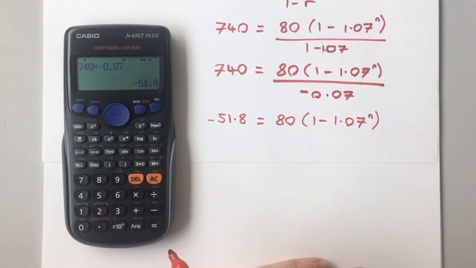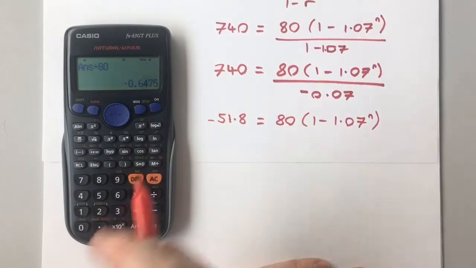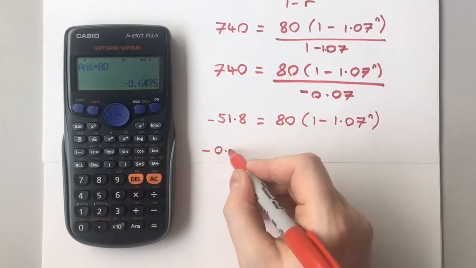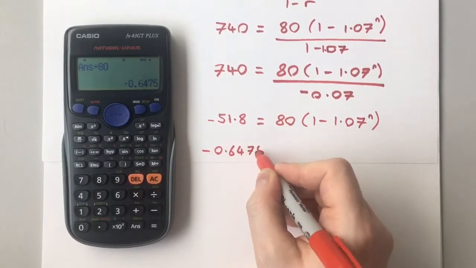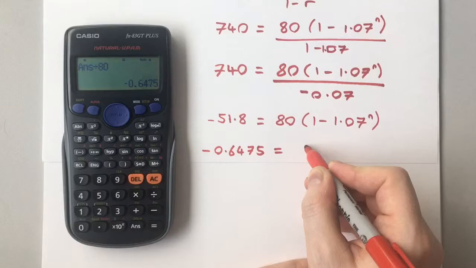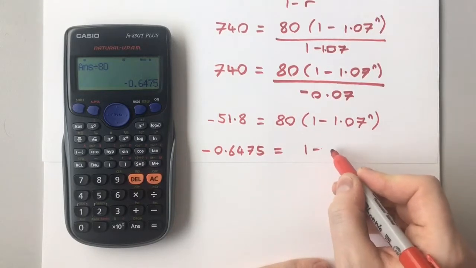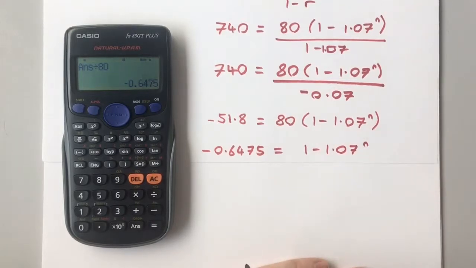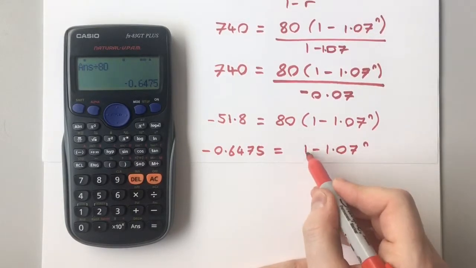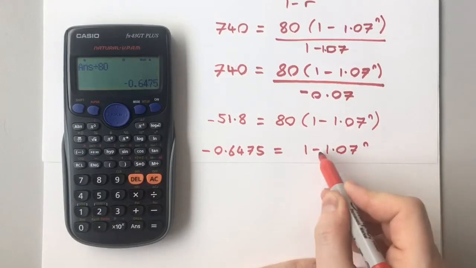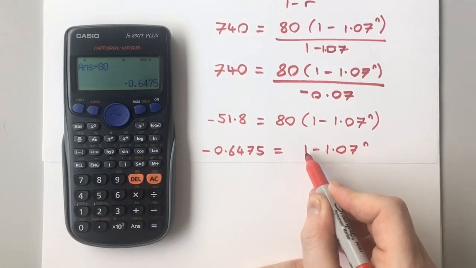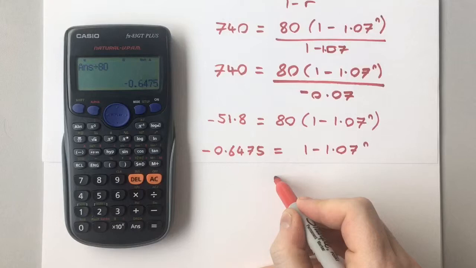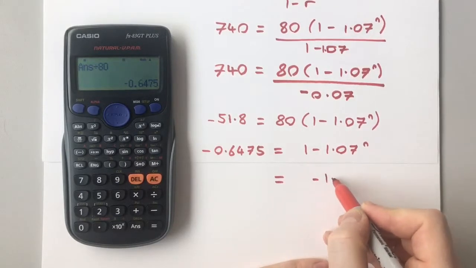Next, I need to divide by 80, because this is currently being multiplied by 80. And 51.8 divided by 80 gives us minus 0.6475. That leaves us with the contents of the brackets no longer being multiplied by 80, so we don't need the brackets anymore. Currently, this 1 is here. Now, it's having this taken away from it, but 1 itself is positive. To get rid of it, I need to subtract 1. And I'll just be left with this part.